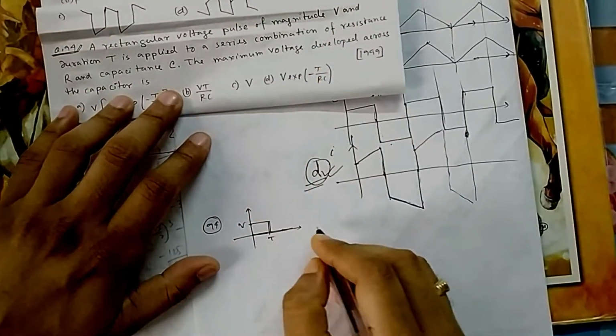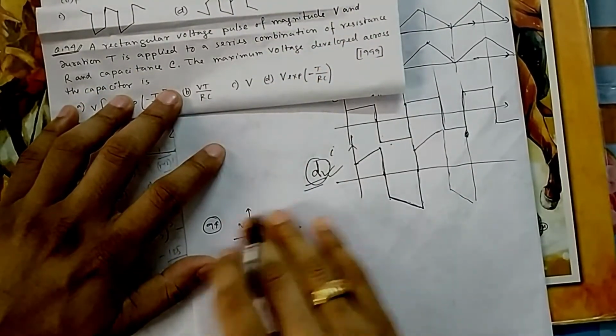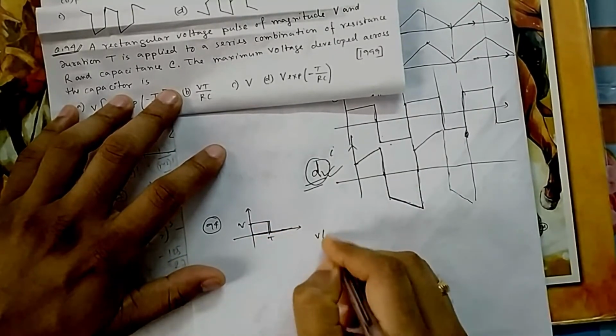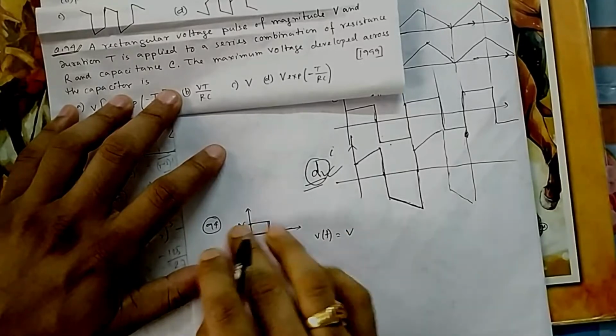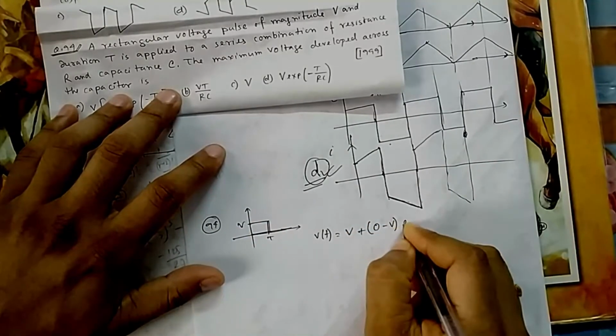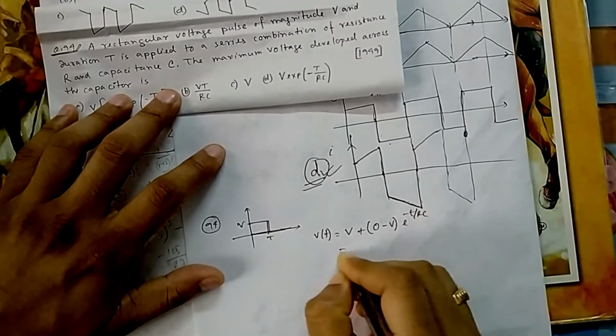So if I apply, what will be the voltage? Let me think that V is constant, it is flat. Let me not think about it, it is applied up to T. So what is the expression of VC(t)? What is the final voltage? If I apply it continuously, then it is V. Initial is 0, final is V, and it goes as e to the power minus T by RC. This is the formula that we have seen.